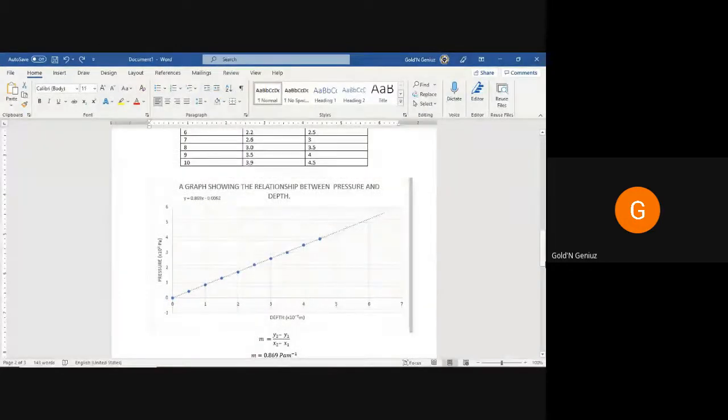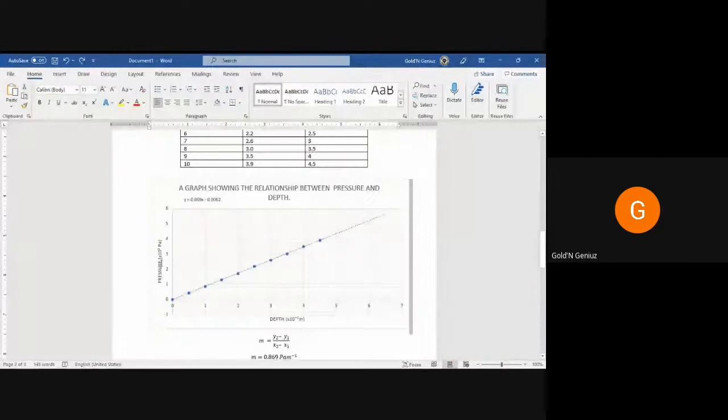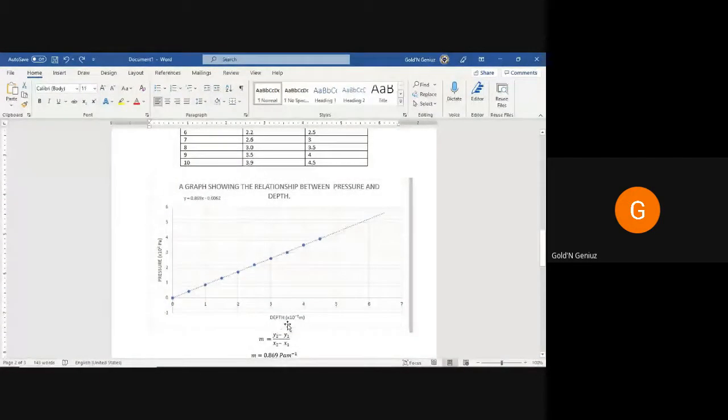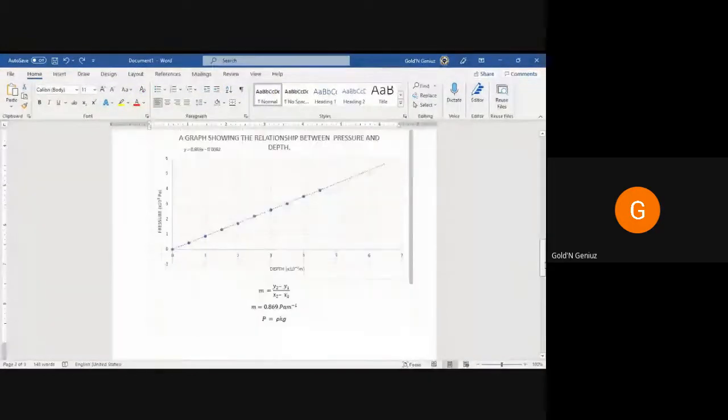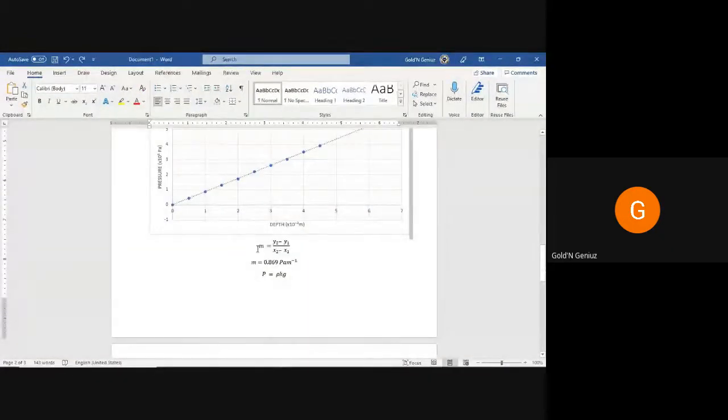All right. So on my y-axis, I add pressure. On my x-axis, I have depth. All right. Then I use my equation of a gradient of a line to find the gradient.